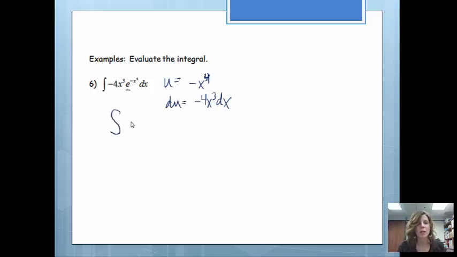We have done nothing with the e, so the e is still in the problem. This part right here, the negative x to the fourth, gets replaced with u, and then negative 4x cubed dx gets replaced with du. So now we know the integral of e to the u is just equal to e to the u. So my answer is just going to be e to the u. I'll sub my u back in, and then I am done.